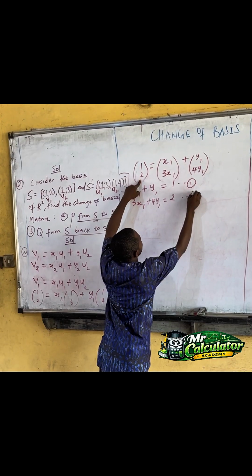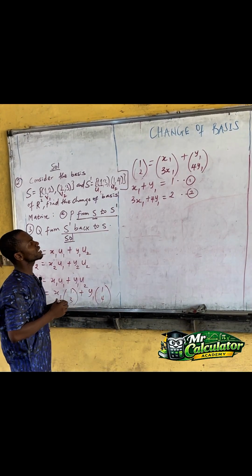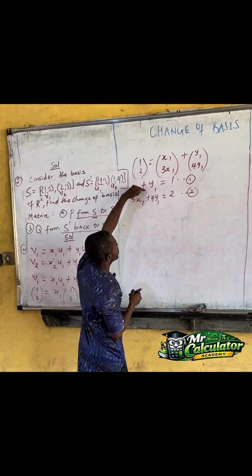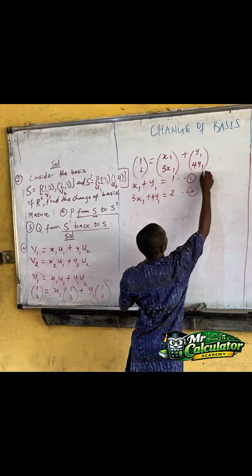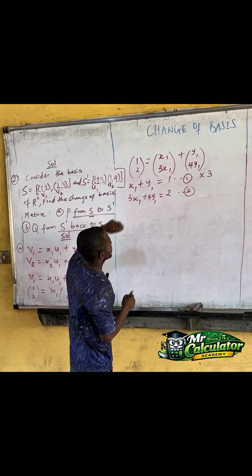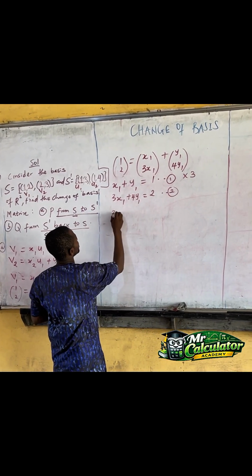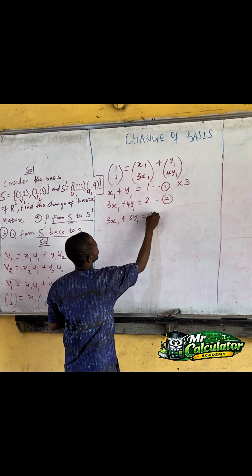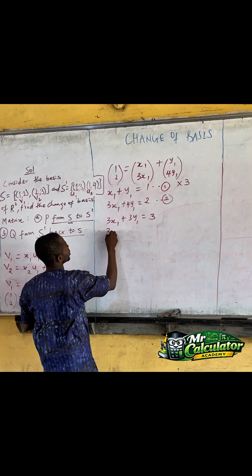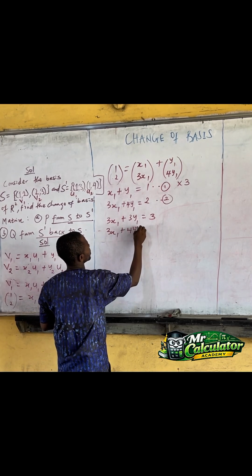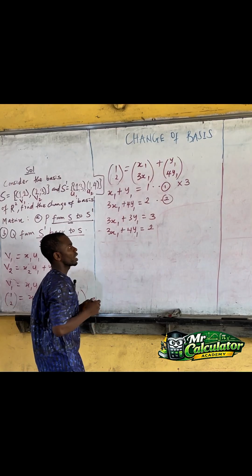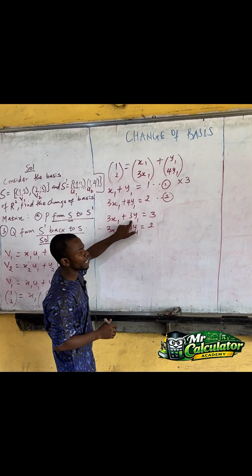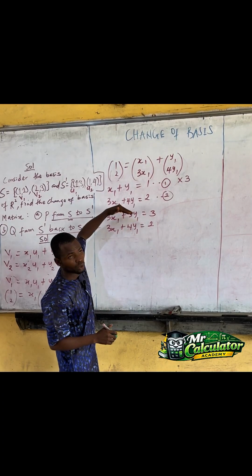If I want to eliminate X, which is 3 in equation 2, I have to multiply equation 1 by 3, so that I can eliminate X1. It will now be 3X1 plus 3Y1 equals 3. Working with this, 3X1 plus 4Y1 equals 2. I can eliminate equation 1 from 2 or 2 from 1. 4 is bigger than 3, so let's do equation 2 minus equation 1.